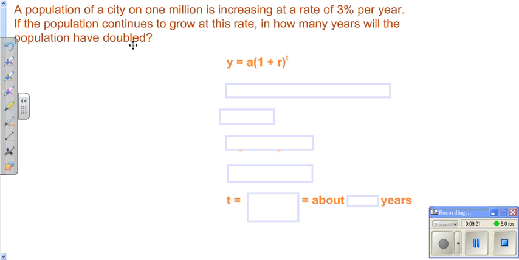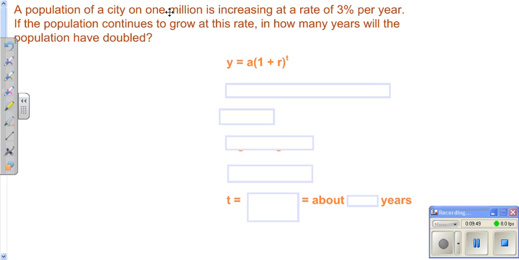So here we're dealing with a city and it's growing at 3% a year. We're not really dealing with chemicals and all that stuff, so it's non-scientific, so that's why we have this. It's growing, so that's why we have a plus r, because it's your growth. So it's 3% a year, so we know that our r is going to be 0.03, because remember you've got to change your percent into a decimal.